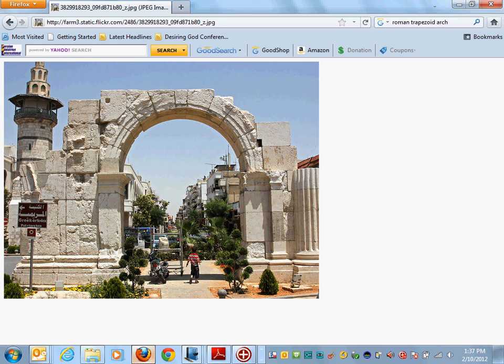Wait, is that seriously true? Still to this day? Yeah, that's a current picture. Knock it down. You see the kid with the motorbike? Yeah, that's current. So these arches have stood the test of time nearly 2,000 years just by the accuracy of how they were cut.